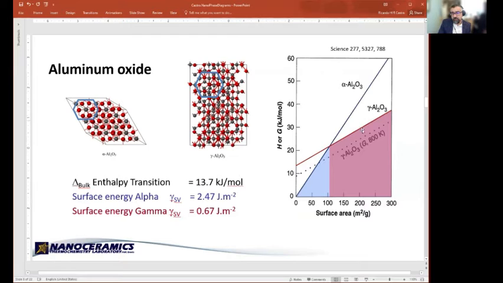But the fact is, if my sample is at 200 square meters per gram, gamma alumina will always be gamma alumina and is not going to transform into alpha. If I start coarsening this, putting heat on it, the gamma alumina grains are going to grow, and as they coarsen, they will eventually turn into alpha. This alpha-gamma transition is very well known, and it's one of the key examples of surface stabilization of a particular phase.